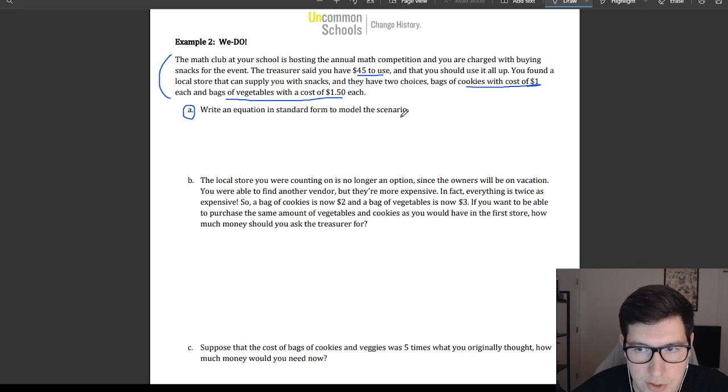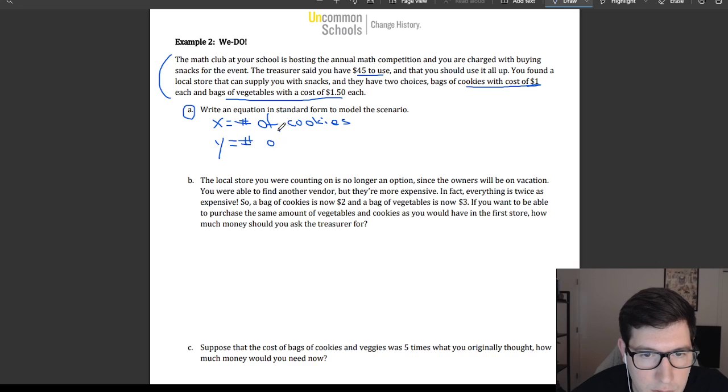Now, the one thing it does not do is define our variables. So we need to make sure that we are actually defining our variables when we're writing this. You could have had these switched, and that's totally okay. But we're going to have that x is equal to the number of cookies. Specifically, it'll be bags of cookies, but for the sake of writing, it's going to be bags of cookies. And y is going to be my number of veggies.